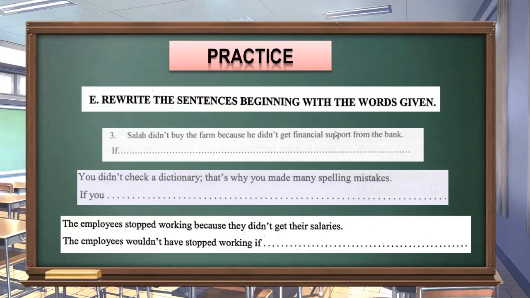So this is the real situation. Now let's try to make another situation in the past which is unreal, just to imagine the opposite of this situation. Great, this is the right way. We can say: if Salah had got financial support from the bank, he would have bought the farm. As you can see here, the negative became positive, and we conjugated this verb into the past perfect.